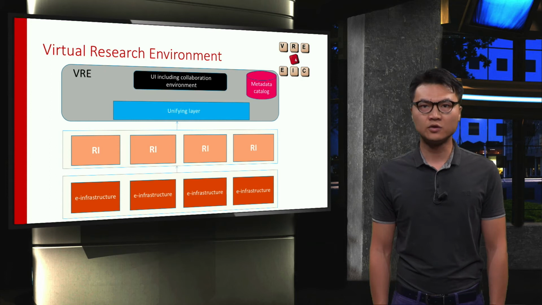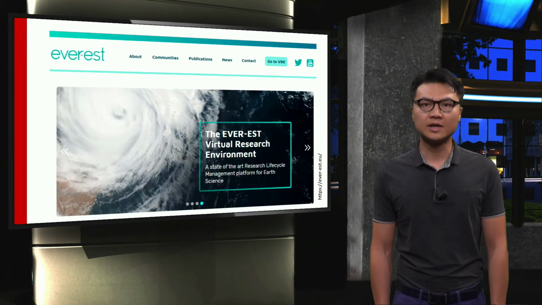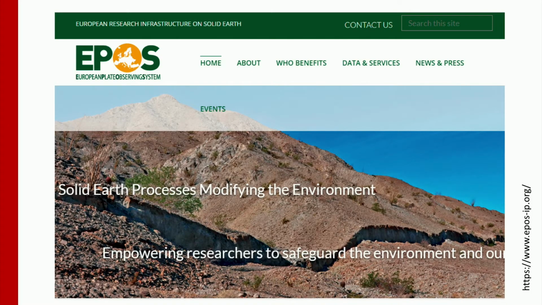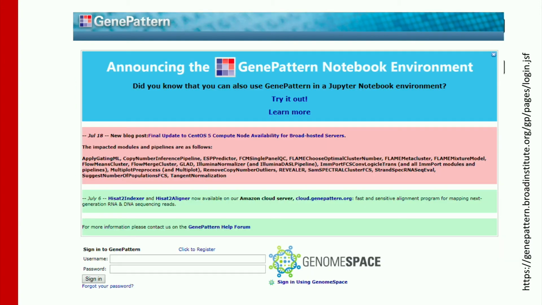The perspective of the user, the researcher's needs, is essential for developing the VREs. Many VREs have been developed and used for specific research domains. For example, EVEREST in Earth Sciences. EPOS is another example in Earth Sciences. The VICI in Life Sciences, Climatology, and Digital Cultural Heritage. And GenePattern in Biological Science.